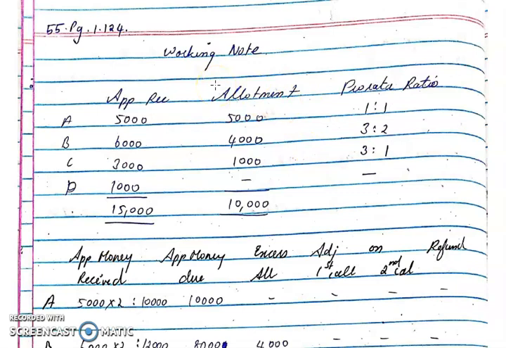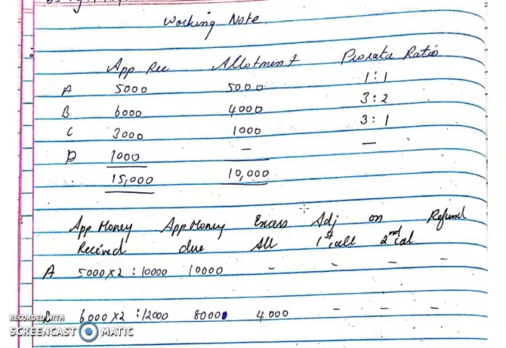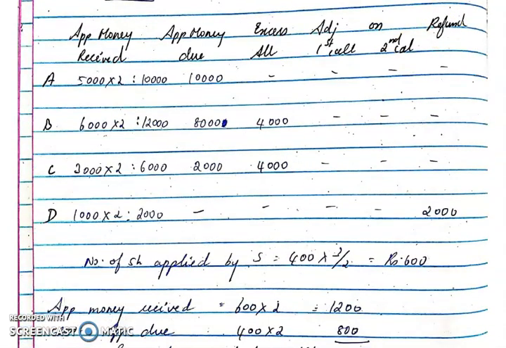As I told you, based on pro rata, I have worked out the table for you. I have written separately category A, B, C and D, and I have also given the pro rata ratio, so that it will be easy for you to calculate based on the category. According to the table, there are 4 categories. Application money received is the amount I have just calculated: 10,000, 12,000, 6,000 and 2,000, which we know will be rejected.